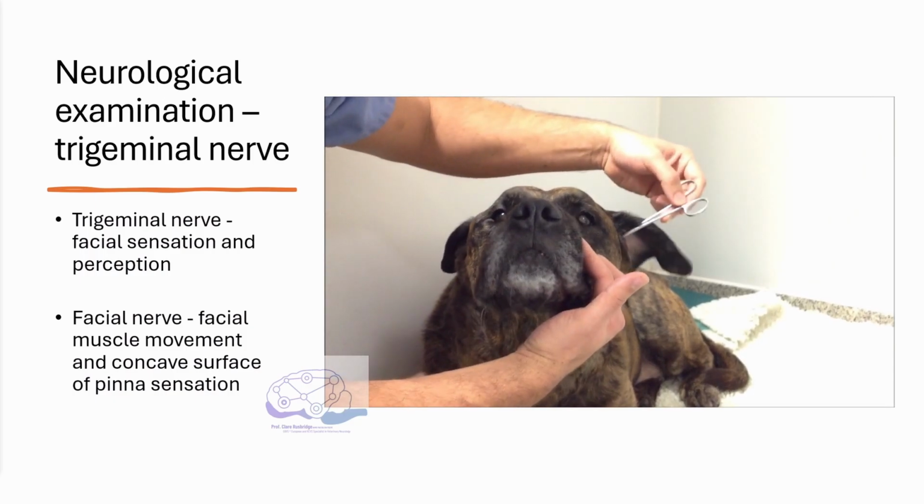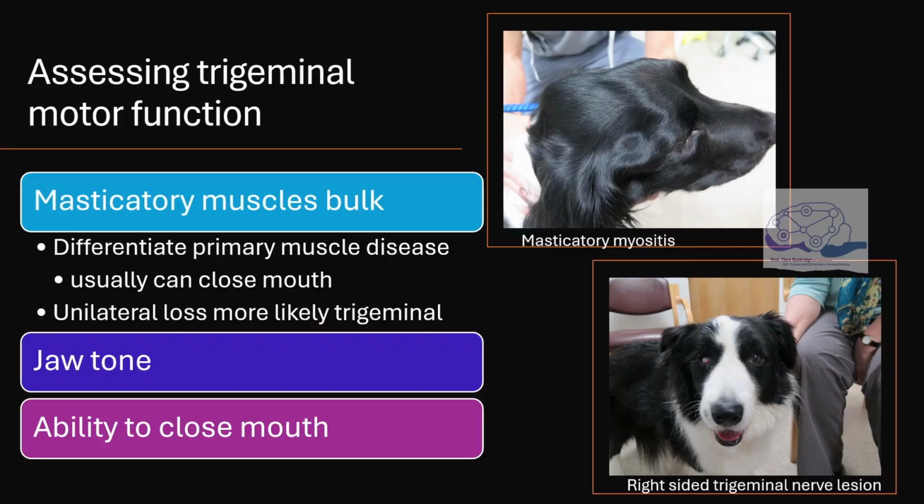So we also need to look at muscle bulk. Now, this requires differentiating masticatory muscle disease. So this, for example, with this profound muscle atrophy, this is masticatory myositis, an autoimmune disease against the 2M muscle fiber, which obviously has a different embryological origin than the skeletal muscle elsewhere. And so it's possible to have an immune-mediated attack against that muscle and not the rest of the muscle.